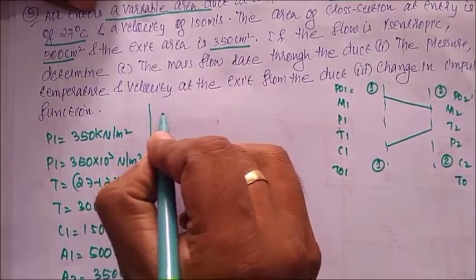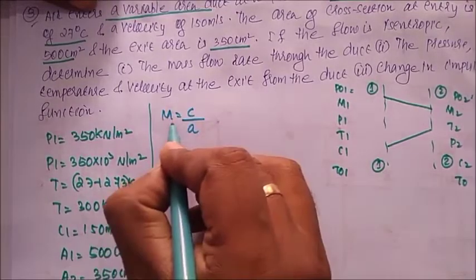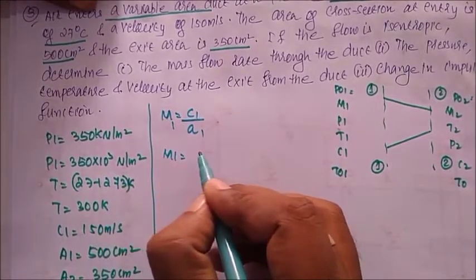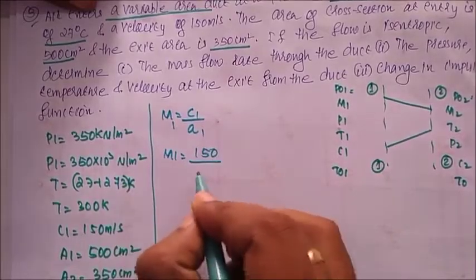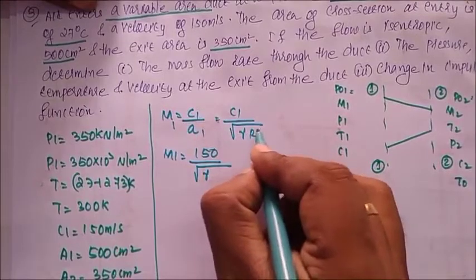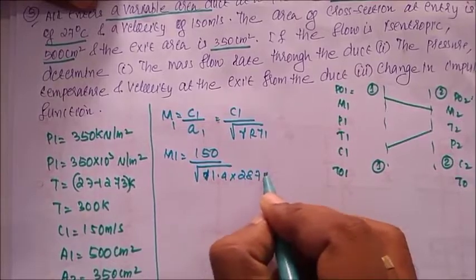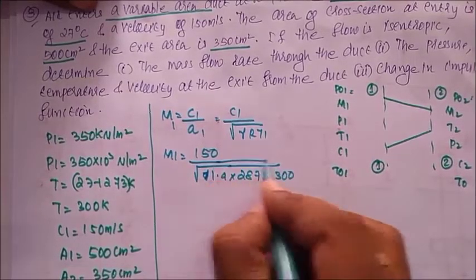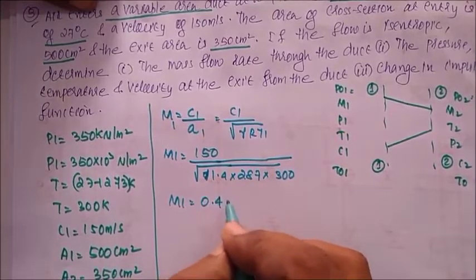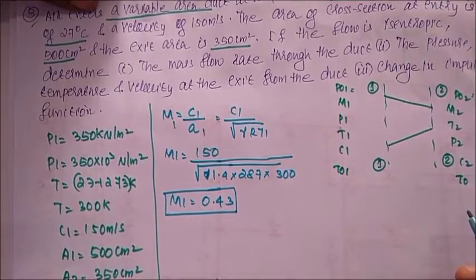We know that M is equal to C divided by a, where a is the speed of sound. Mach number is equal to C divided by a. Therefore, M1 is equal to C1 divided by a1, where C1 is the velocity of flow. That is 150 divided by square root of gamma R T1, which is square root of 1.4 into 287 into 300. So M1, the Mach number, is equal to 0.43. The flow is subsonic at the inlet.